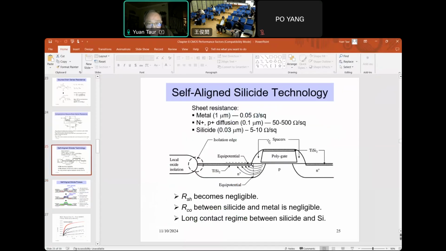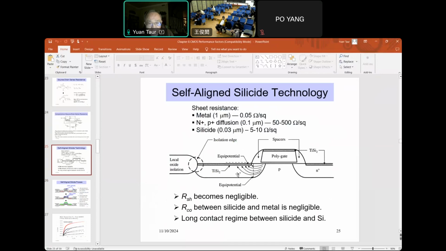So this greatly reduces the series resistance. First of all, just to give you some ballpark figures: the metal, of course, like aluminum or copper, is very conductive, about 0.05 ohm per square for some 1 micron thickness.